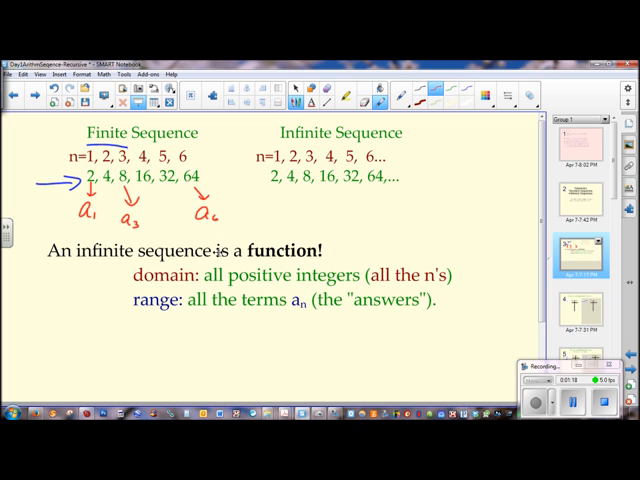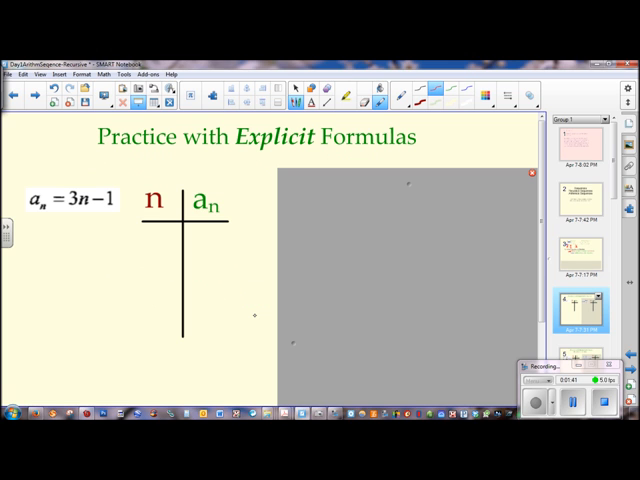An infinite sequence is really just a function. Instead of seeing x's and y's, though, you're going to see things like n's for the x values and a sub n's for the y values. Your domain will be all of the n's, and we'll always start with the first position, so n will always start off as a 1. The range is going to be all of the answers or all the terms that you come up with, the a sub n. So let's see what this looks like in practice.